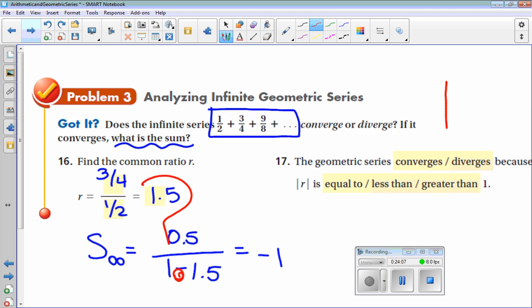I have to decide whether it converges or diverges first. Because if it diverges, there's no sum. Okay, sometimes they have sums and sometimes they don't. How do I decide? I'm telling you that it's divergent. But how do I figure out? If the absolute value of r, which I found to be 1.5, is greater than 1, what does that mean?